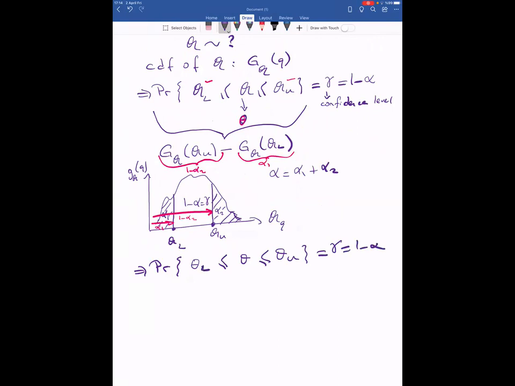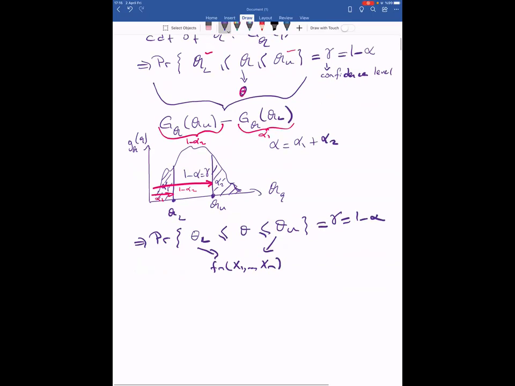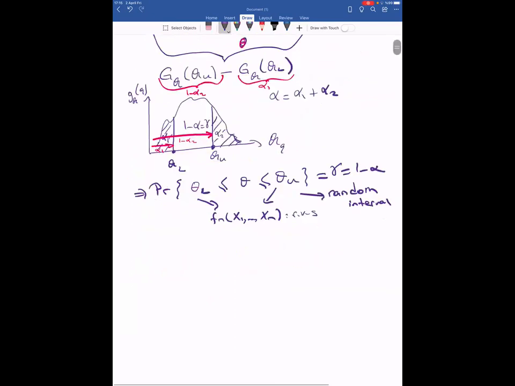So theta L and theta U will be functions of sample random variables. Also they should be functions of alpha 1 and alpha 2, and sample size and so on. The main thing here is that theta L and theta U are functions of random variables, so these are random variables. So the interval that we have here, theta L and theta U, will be a random interval, not a confidence interval. Okay, random interval.